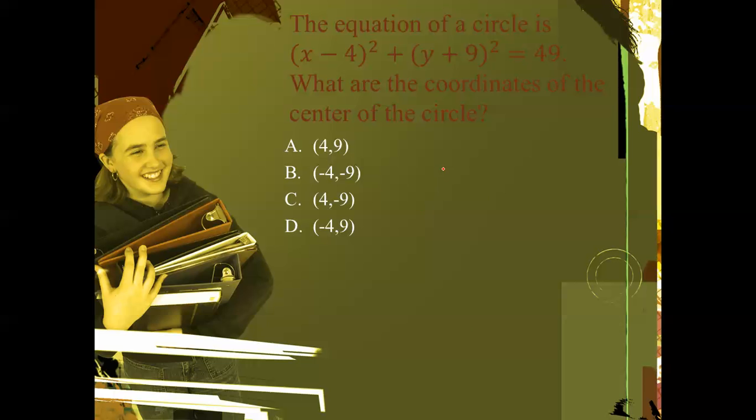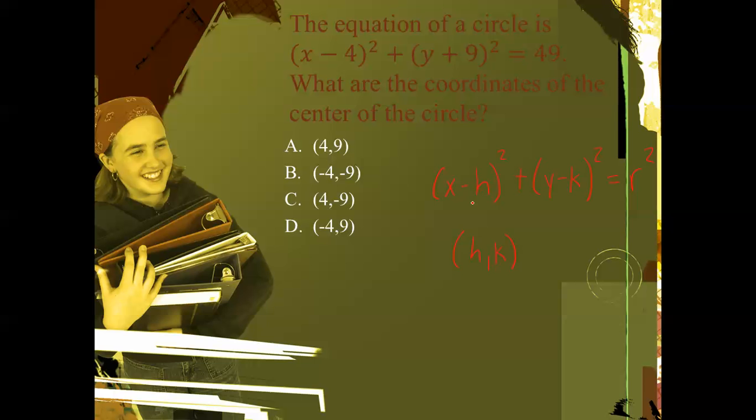Okay, so the first thing that we have to remember is that a circle is in the form (x - h)^2 + (y - k)^2 = r^2. So the center is (h, k), and then the radius is r right there. So that tells you the radius of the circle.